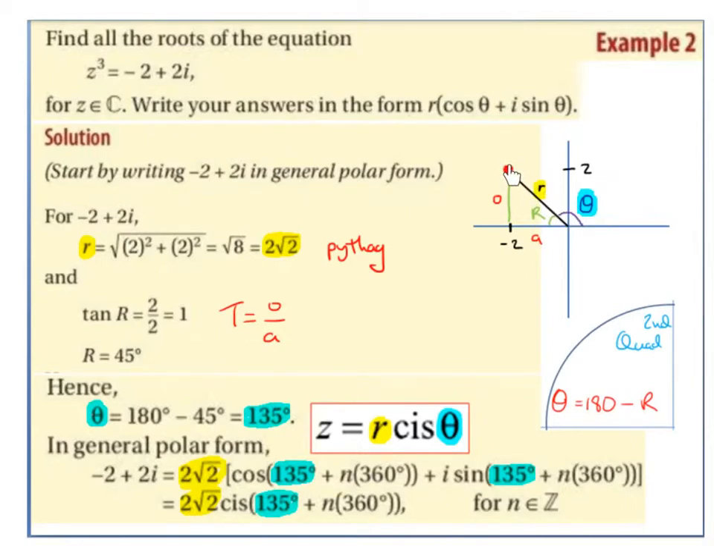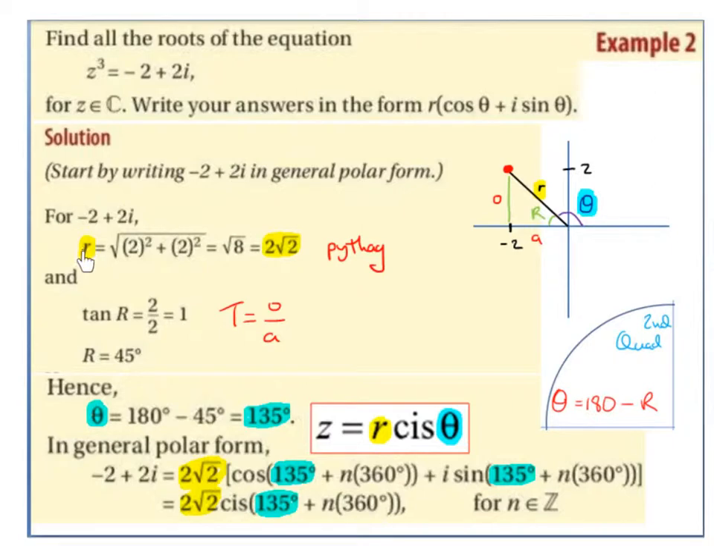We drop a perpendicular from the complex number down to the real axis. This is the opposite of our reference angle, and that is a distance of 2. And here we have the adjacent to our reference angle, and that again is a distance of 2. So our angle that we're looking for, theta, is actually here.